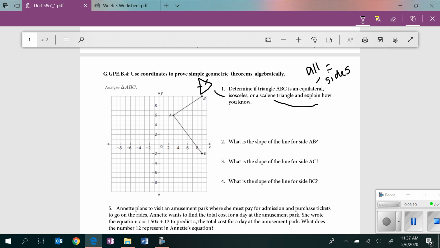And scalene is all sides are not equal. Okay. So just by looking at this, I can tell that it's going to be a scalene because all of those sides don't look the same at all.